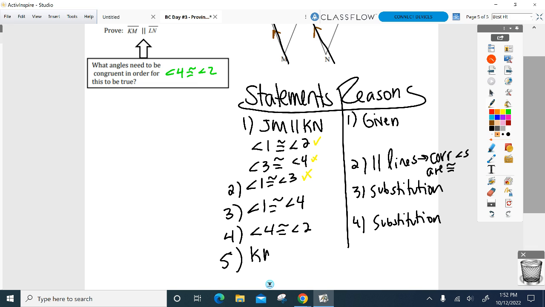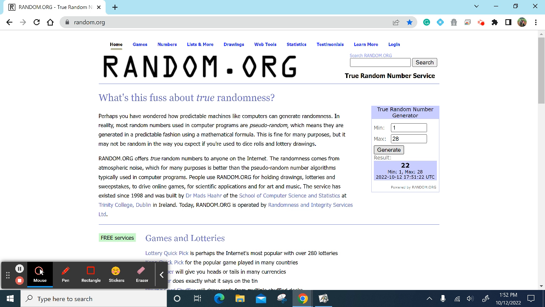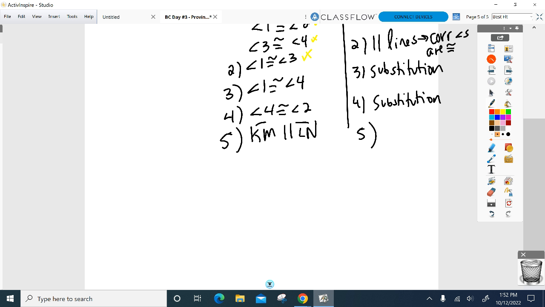Now that 4 and 2 are equal, guess what? KM and LN are parallel. Woohoo! Not off the hook yet. Why are they parallel? Ooh! Thank you. Gotta have that. Yep. Imply. There you go.